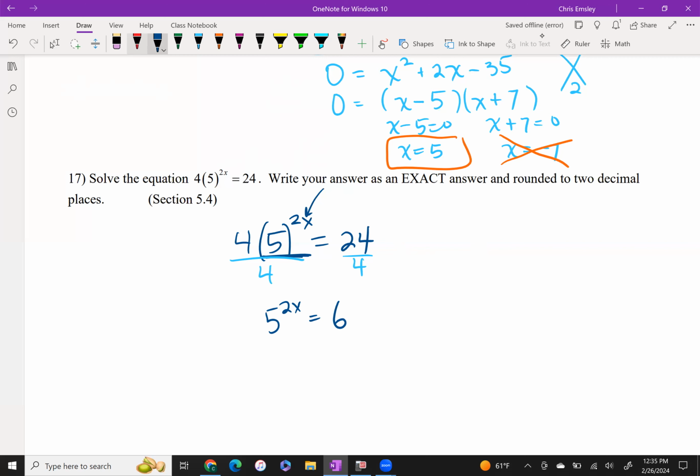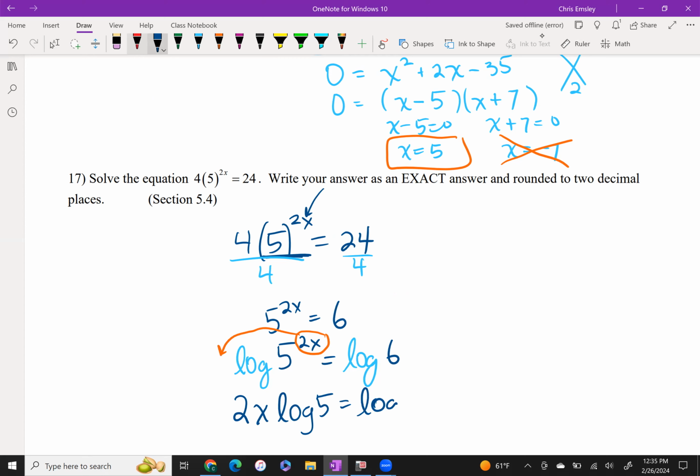Now, to get that variable out of the exponent, the next thing we want to do is take the log of both sides of our equation. So we have log of 5 to the 2x equals log of 6. Take log of both sides. You could use log, you could use natural log, as long as you have the same base on both sides. We do that because then we can use this property of logarithms that allows us to take this exponent and move it out to the front. So this is equivalent to 2 times x times log 5, and that equals log 6.